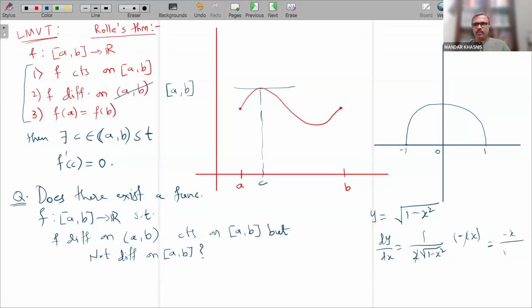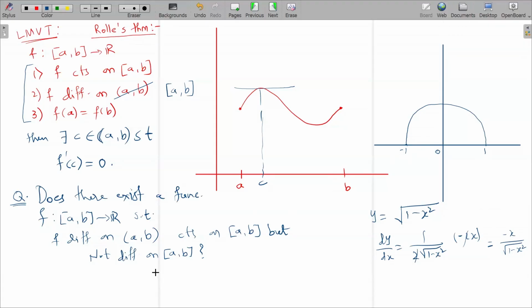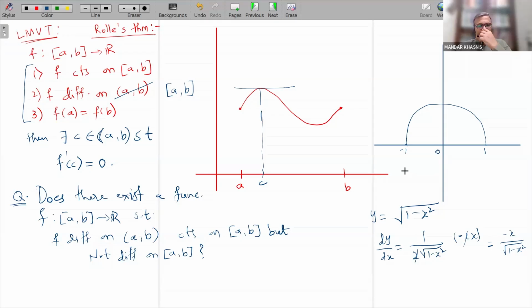Now if you ask where does it exist: at 1 and at minus 1, it doesn't exist, but between minus 1 and 1, this expression is very much available. So the function is differentiable in the open interval. This is exactly the example that we are looking for. And Rolle's theorem always holds, because the tangent at the point itself is parallel to the x-axis. That's the point I want to highlight.